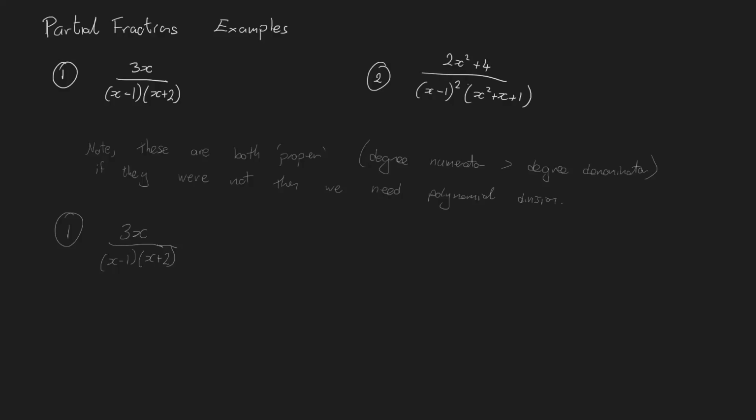Hello! In this video I'm going to go through two examples relating to finding the partial fraction decomposition of proper rational functions. What I mean by proper in these cases is that the degree of the numerator is less than the degree of the denominator. In the first case the numerator has degree 1, whereas the denominator has degree 2, and here the numerator is degree 2, while the denominator will actually have degree 4. So both of these cases are proper rational functions.